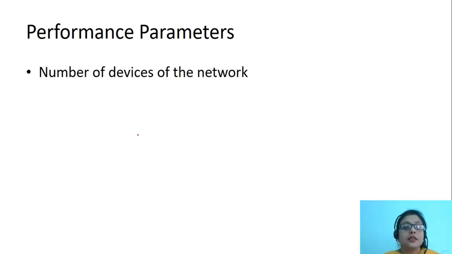Number one is the number of devices of the network. The more the number of devices, the more the performance degradation happens in the network. So with the increase in the number of devices, performance decreases. Performance means data transfer rate decreases.